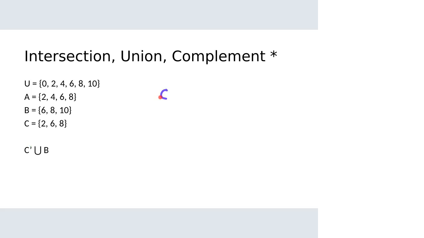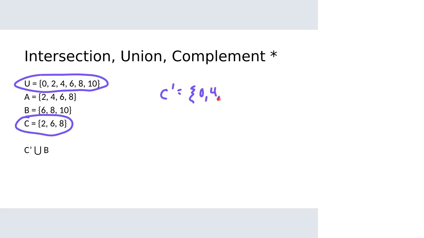Here, the first thing we're going to do is find C complement, and that's going to be everything that's outside of C that's inside the universal set. And so that looks like 0, let's see, 2, 4, 6, 8, 10. So C complement is 0, 4, 10. I did say I'm going to go relatively quickly through these, but if you have questions you want to ask, make sure you ask them.